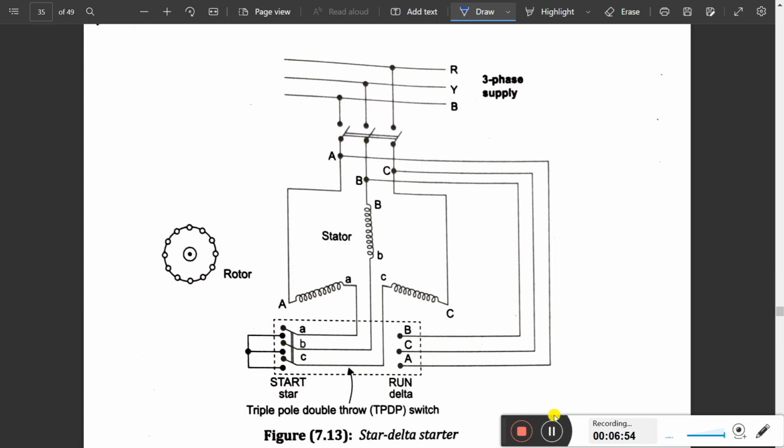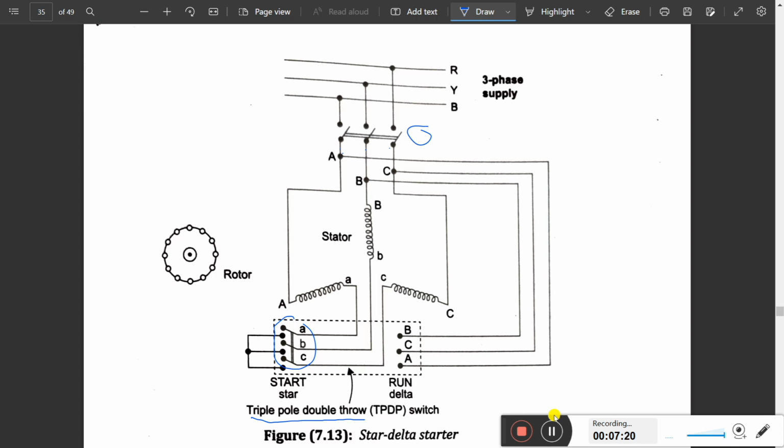By using this type of connection, we use a triple pole double throw switch. Here one is one throw and here is another throw, and we have triple poles: one, two, three. First it is connected in star connection, and then we can change into the delta connection, at the starting only.